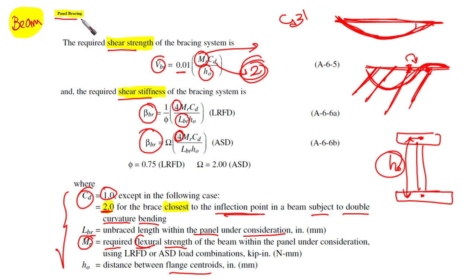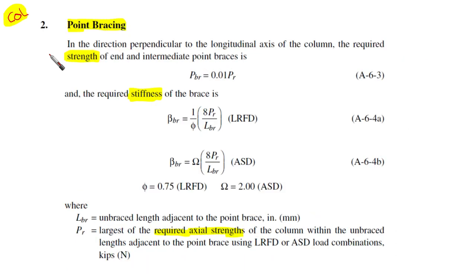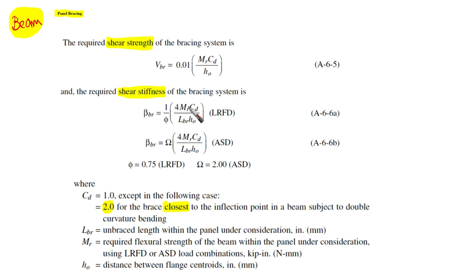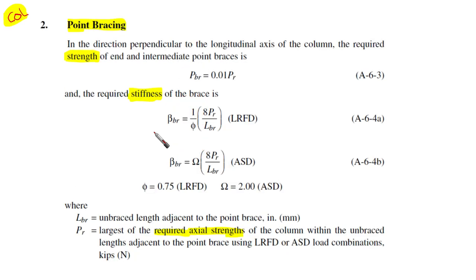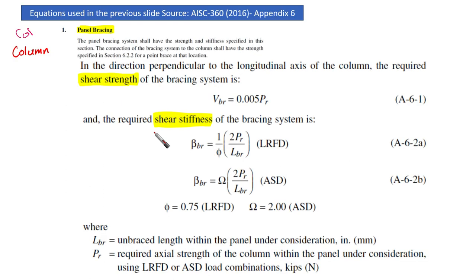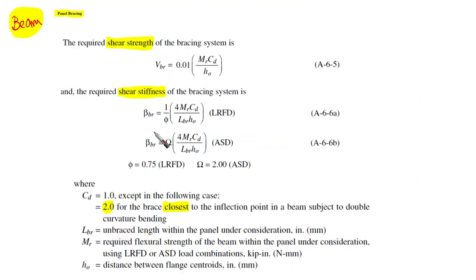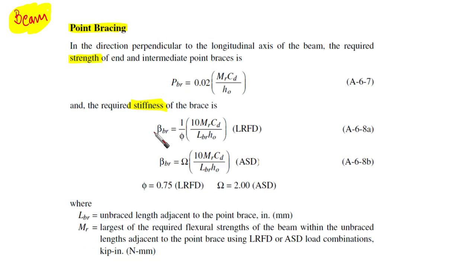If we go to the panel bracing for columns, just for comparison, actually they cannot be compared because we have flexural here and CD, so it is not a fair comparison between beam and column, I guess. But it is a fair comparison if we look at the case of the beam itself, and compare the panel bracing and point bracing. Okay, so this is the point bracing now for the beams.